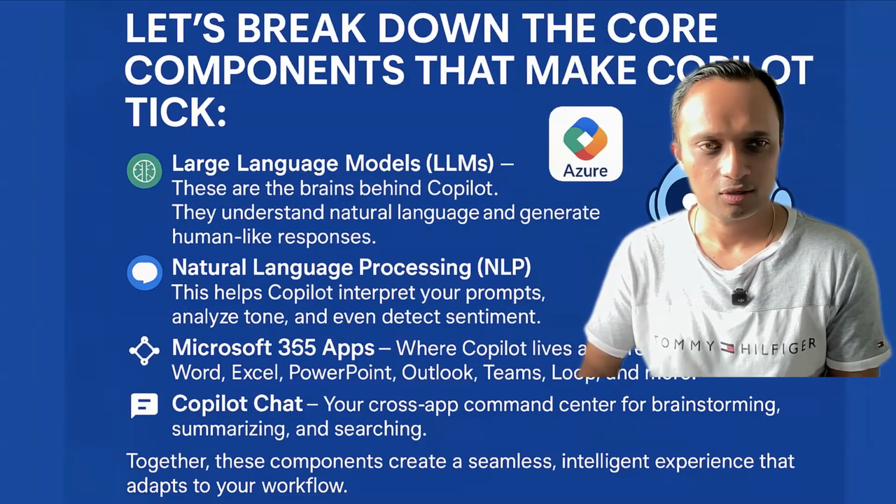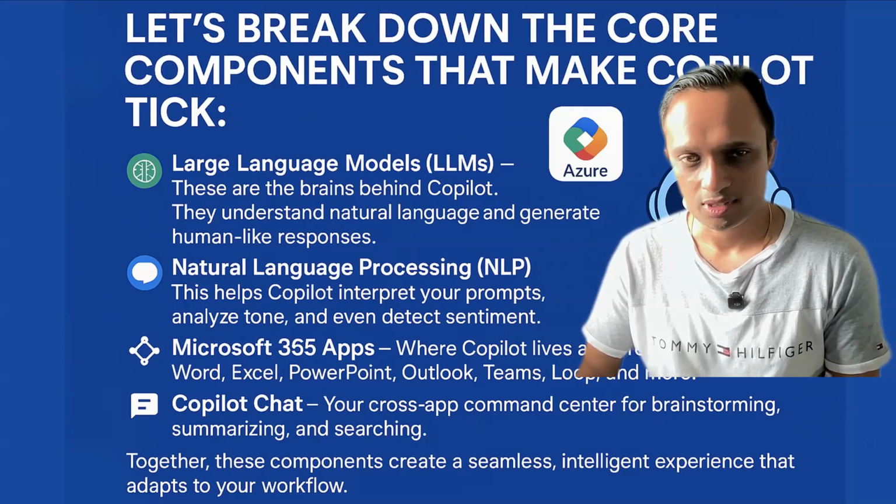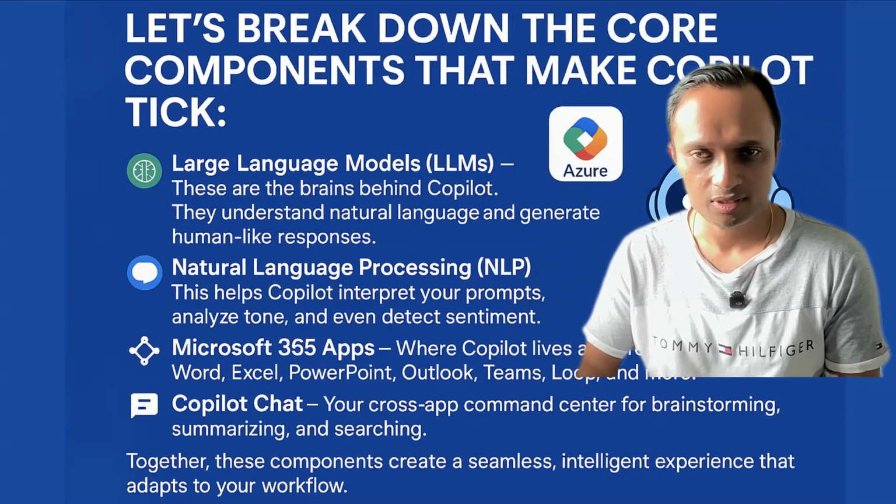So we have components like the large language models. Well, these are the brains behind the Copilot. They understand the natural language, which is nothing but the prompts which you write, and then they generate human-like responses. Then we have the natural language processing, also known as NLP. Now, this helps Copilot interpret your prompts, analyze the tone, and even detect the sentiments.